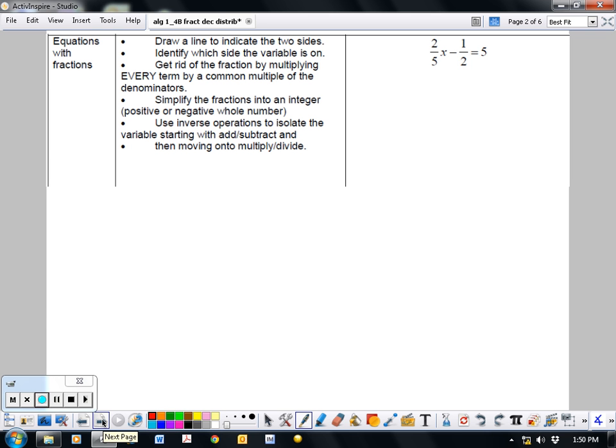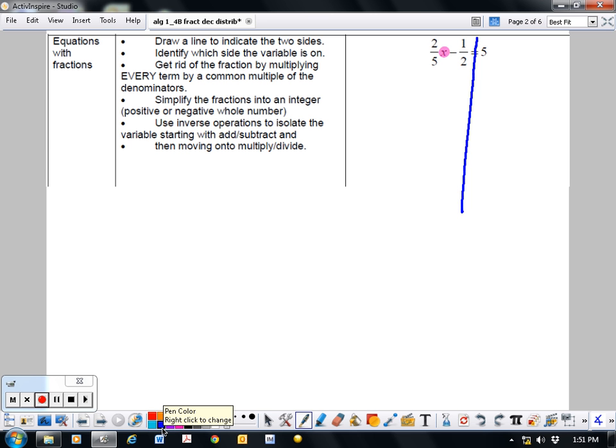So over here we have an equation. We're going to follow our same processes that we've been using. We're going to draw a line to indicate our 2 sides. We're going to identify which side the variable's on. So here's my variable. And then we're going to get rid of all of our fractions. So to get rid of my fractions, I have to look at what's on the bottom of the fractions. So when I'm looking at this, I have a 5 and a 2 on the bottom.